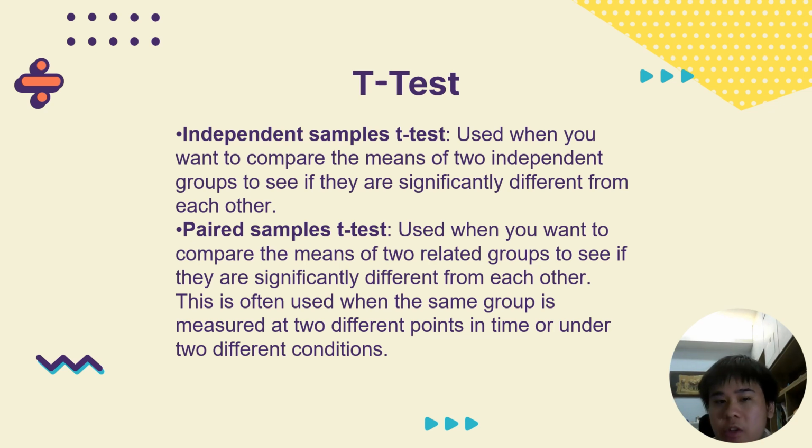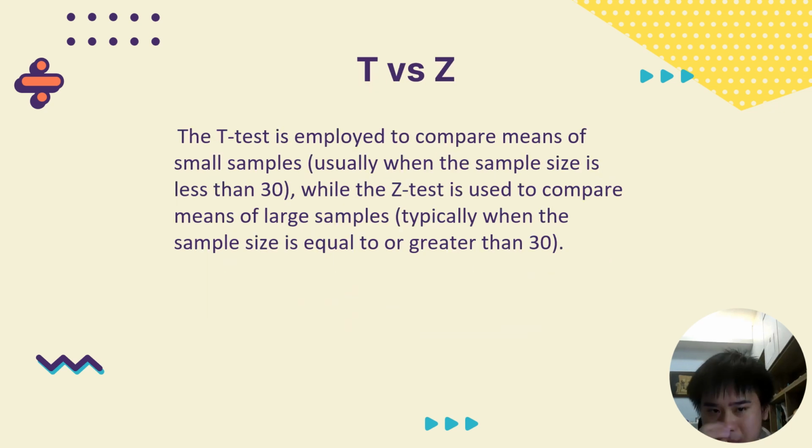There are two types of t-tests. Independent sample t-test is used when you want to compare the means of two independent groups to see if they're significantly different from each other. Paired sample t-test is used when you want to compare the means of two related groups to see if they are significantly different from each other. And this is often used when the same group is measured at two different points in time or under two different conditions.